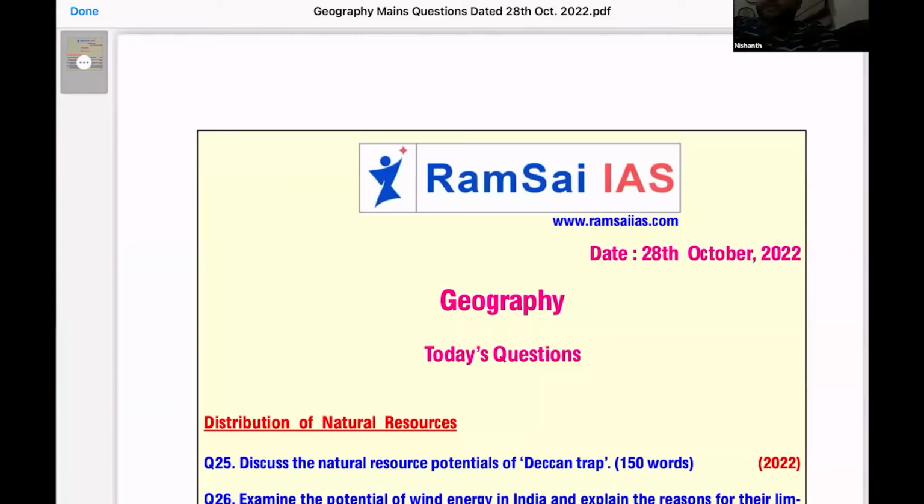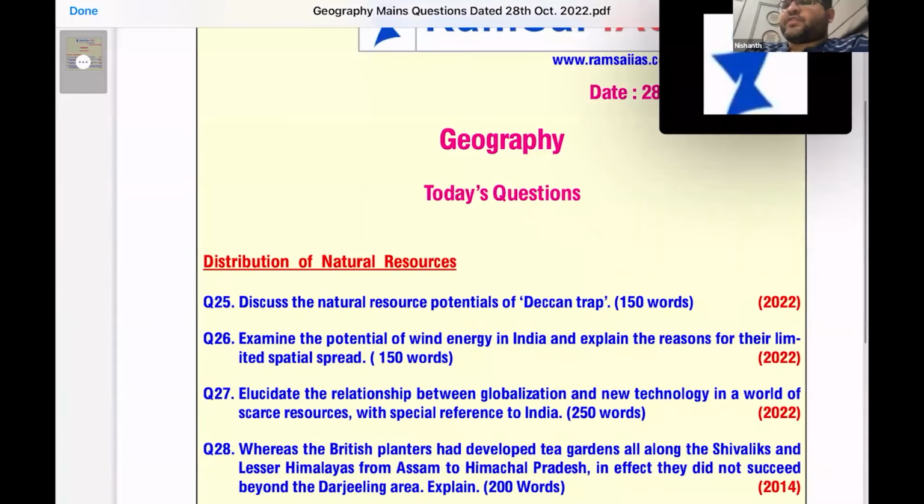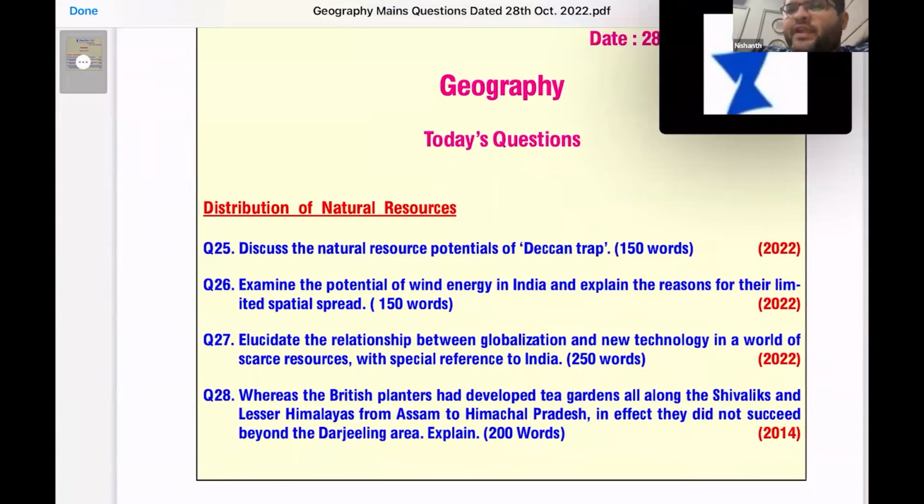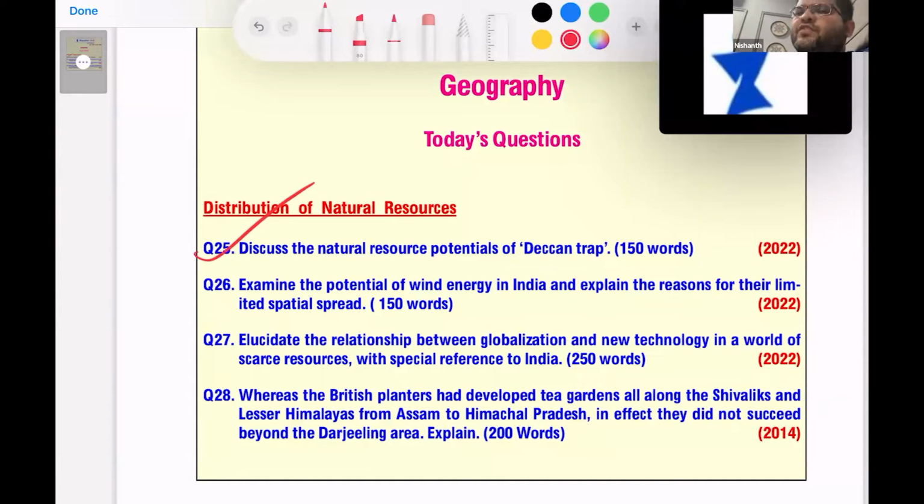See the first question of the day. Discuss the natural resource potential of Deccan Trap. So, a straightforward question: discuss the natural resource potentials of Deccan Trap. So what is this Deccan Trap? You need to define it first in the introduction, then discuss the natural resource potential, and then conclude.